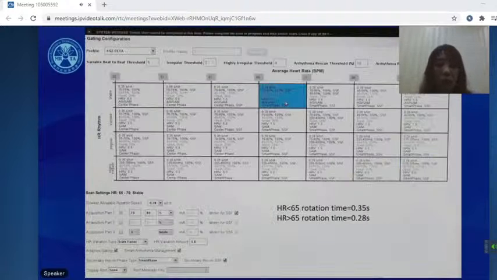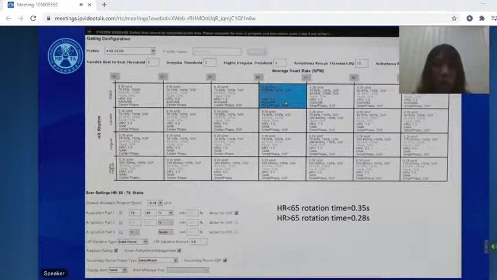And this chart is from our CT scanner. This is the default auto gating profile. The horizontal axis is the average heart rate. The vertical scale is the heart rhythm. After recording a patient's ECG, the system will analyze this ECG and check which box in this chart the heart rate falls into.